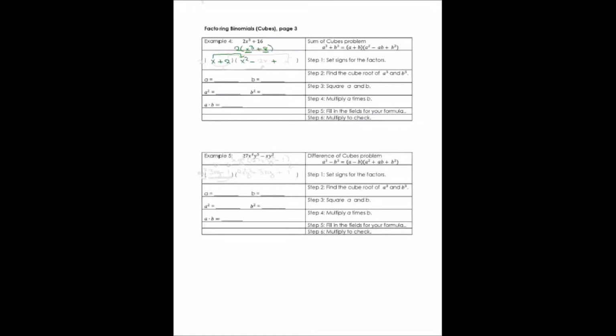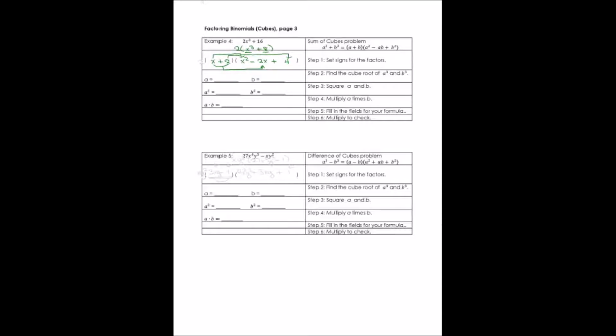I'll take the second term and square it. It goes down here in the last position. 2 times 2 is 4. I'll multiply the two together and put them in the center. X times 2 is 2x. Cubes are fairly simple to factor once you've memorized the procedure.